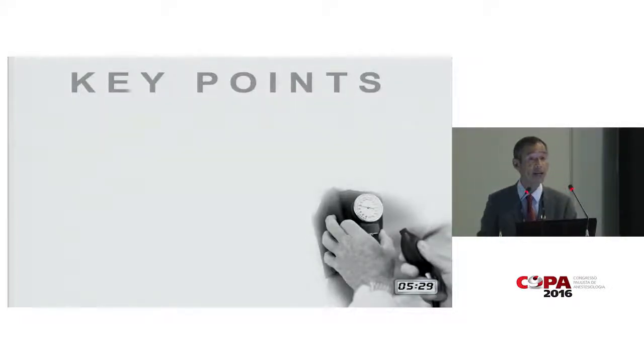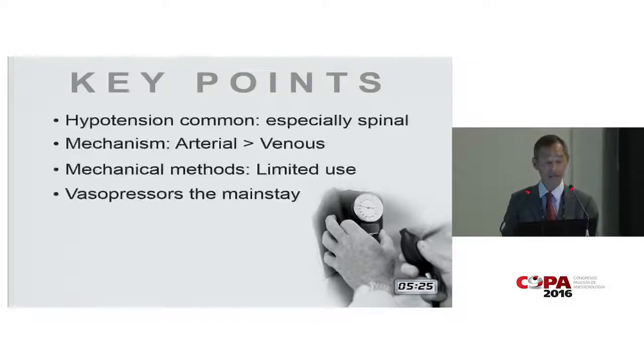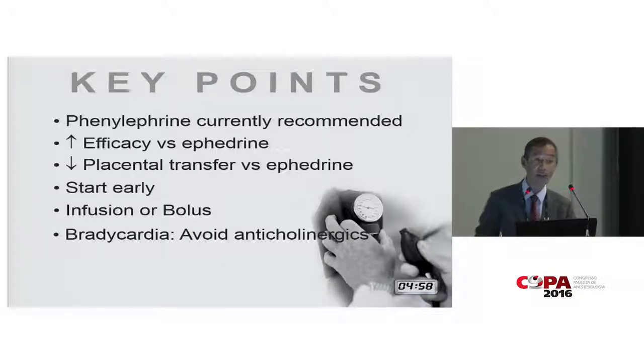So, ladies and gentlemen, my key points from my talk this afternoon. I've told you that hypotension, of course, is common, particularly with spinal anesthetics. The mechanism is now thought to be more related to the arterial circulation than the venous circulation, which explains why our mechanical methods, like fluids, really have limited use. And of course, vasopressors are now accepted as the most important factor, the mainstay. Phenylephrine is currently around the world the most commonly recommended vasopressor because it has greater efficacy compared with ephedrine and less placental transfer compared with ephedrine, and therefore less fetal acidosis.